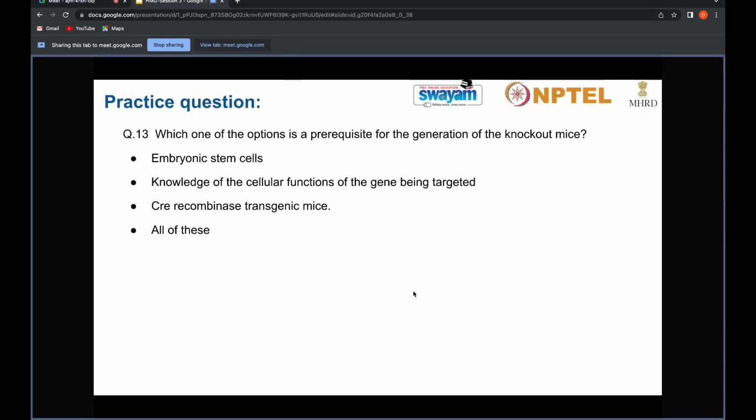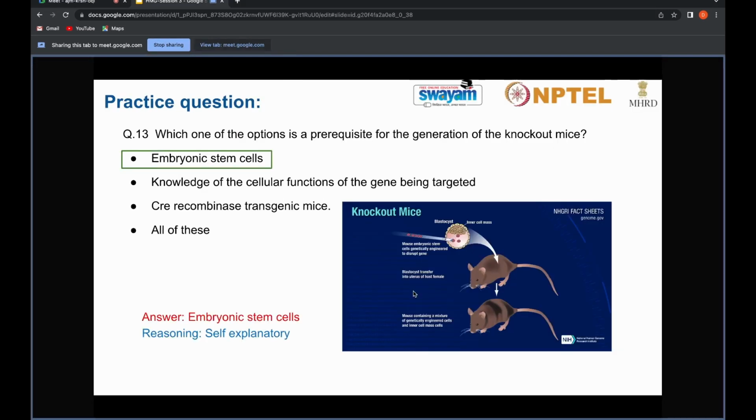Okay. So somebody has answered embryonic stem cells. So yes, it is the correct option. For generating the knockout mice, the prerequisite is the embryonic stem cells.